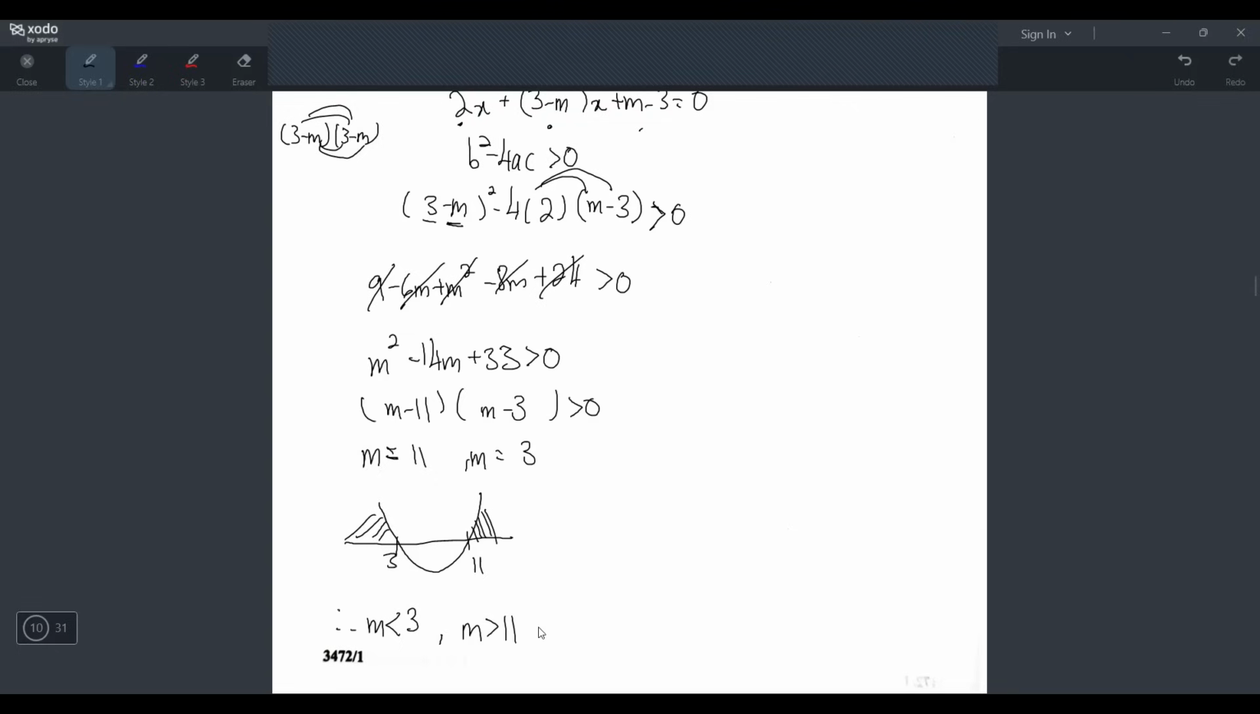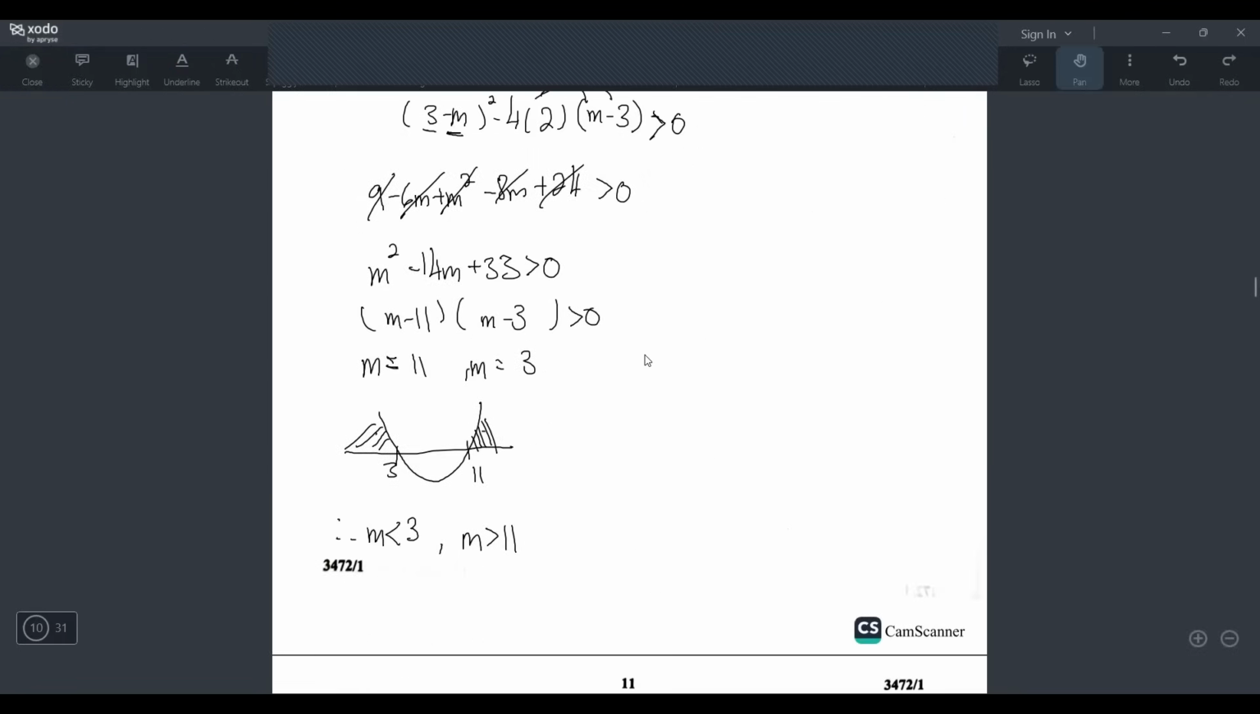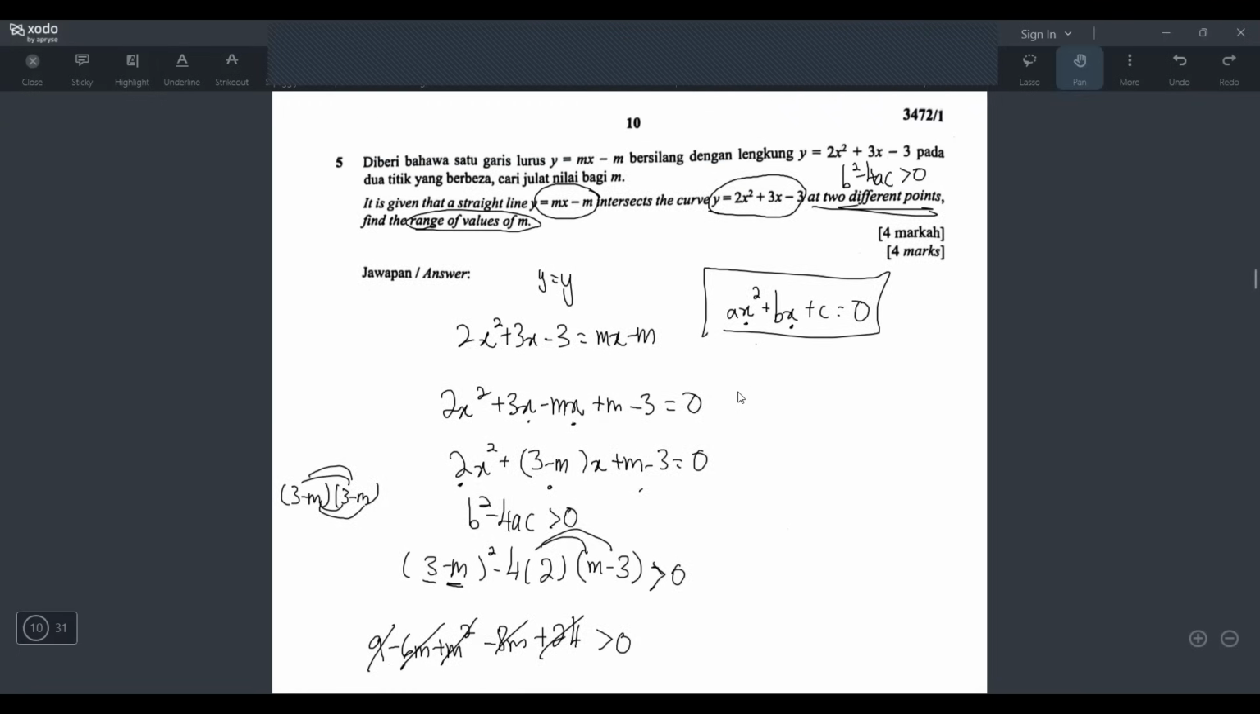Okay, so m lesser than 3, m bigger than 11, because you shade here and here, right? But what if this one is smaller? Then you shade here, then your answer will be different already. If it's smaller, your answer will look like this, m in between 3, 11 like this. All right, kalau smaller lah, then the answer will look like this. Okay, all right, hope you understand my explanation. It's very simple actually. You just have to do more exercise and then you will get better.